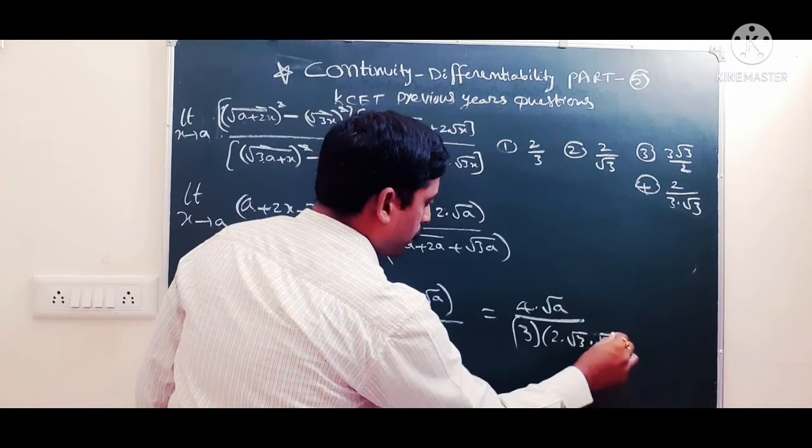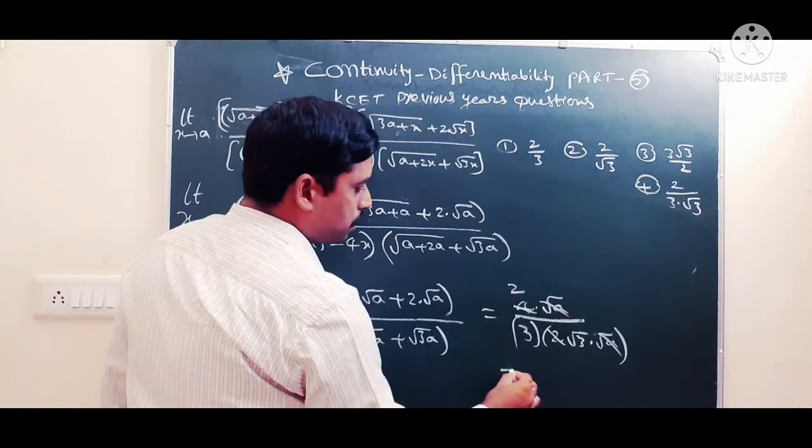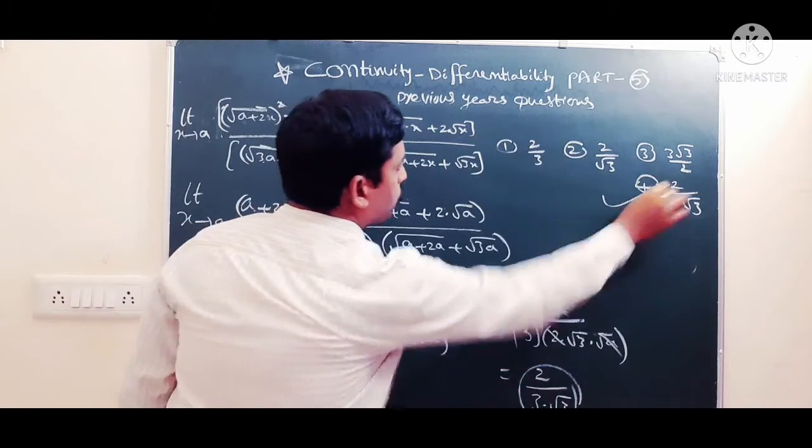Root 3 into root a. The root a gets cancelled. 2 and 2 cancel. This answer is 2 by 3 root 3. So option 4 is correct.